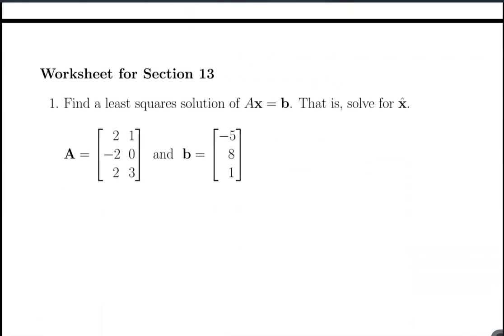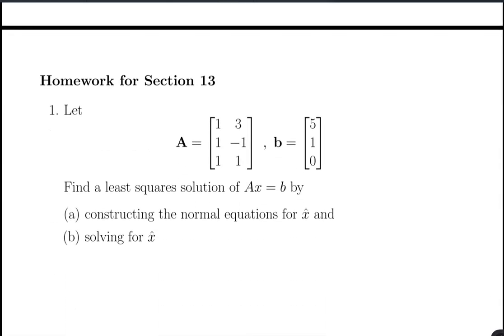So you'll go ahead and do the same thing here with this worksheet. Again, find A transpose A, then make sure it's invertible. It is. Find its inverse, and then use that same technique that we just used before. Similar here: find a least squares solution by constructing those normal equations and then solving for it.